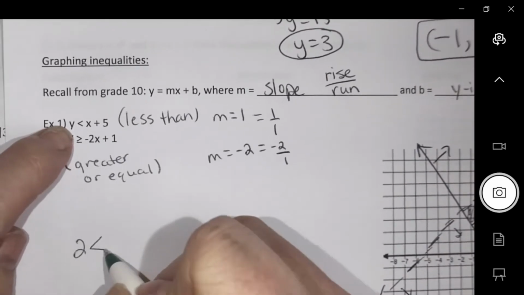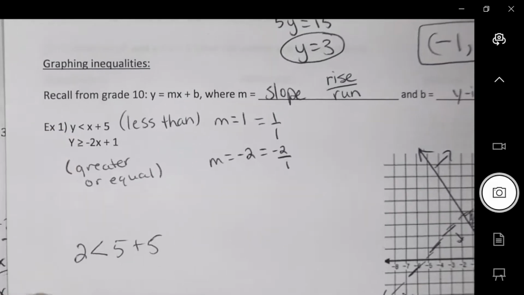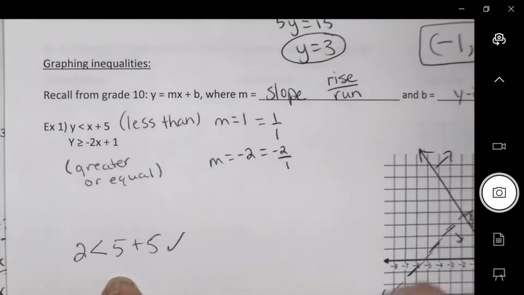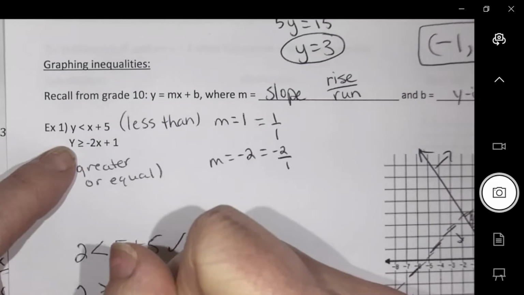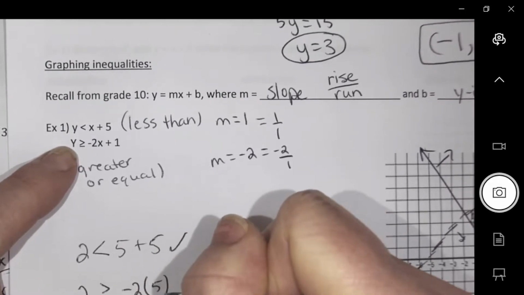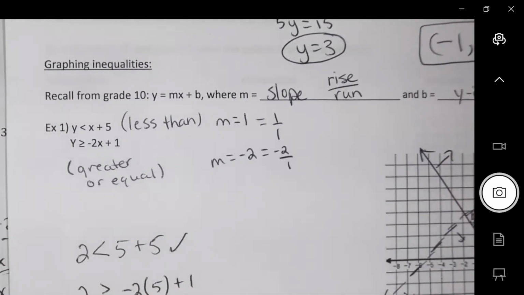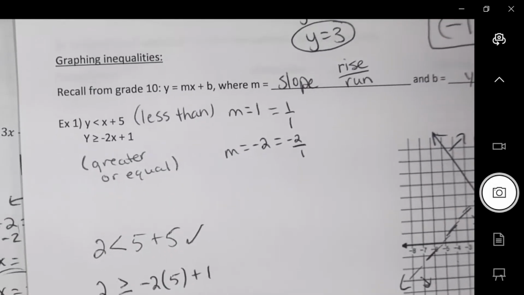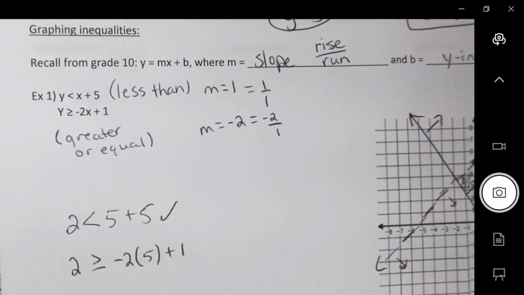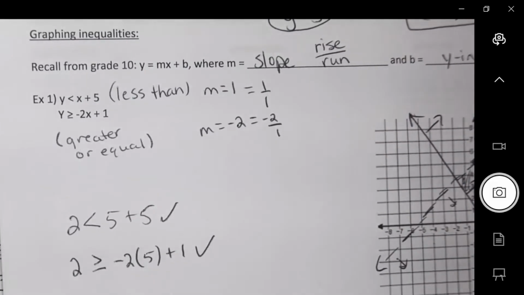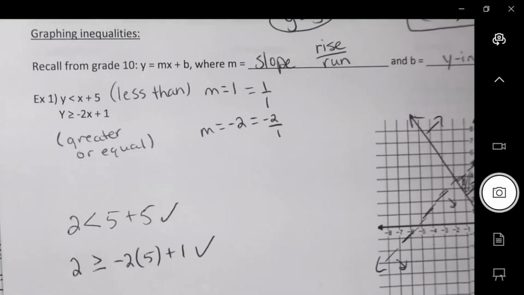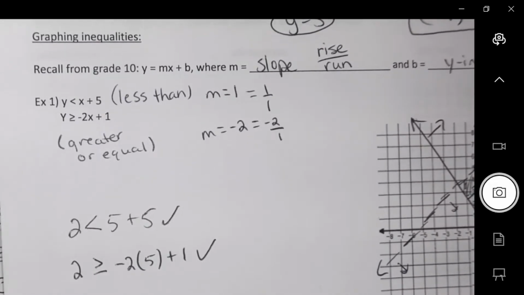2 is less than 5 plus 5. Is that statement true? Yeah, 2 is less than 10. Is 2 greater than or equal to negative 2 times 5 plus 1? Is that true? Yep, that's true. So any coordinate in your zone should work. So if you want to see if you're right, test a coordinate. It should work in both of them.